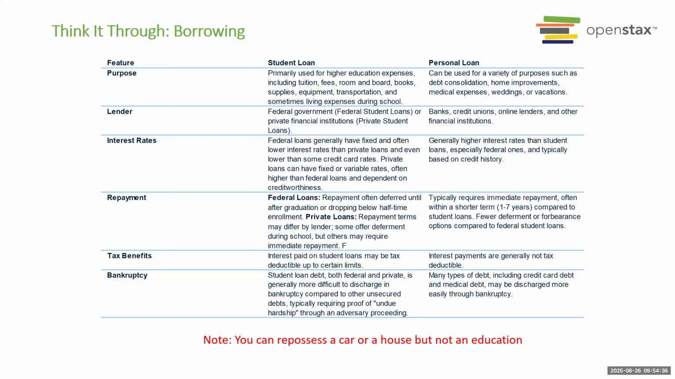And here's a critical piece. Student loans, both federal and private, normally cannot be discharged through bankruptcy. So even though you claim bankruptcy, you still owe the student loan, where that's not necessarily true for a personal loan. So put another way, you can repossess a car or a house, but not an education.